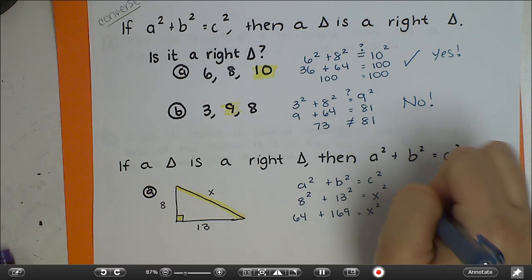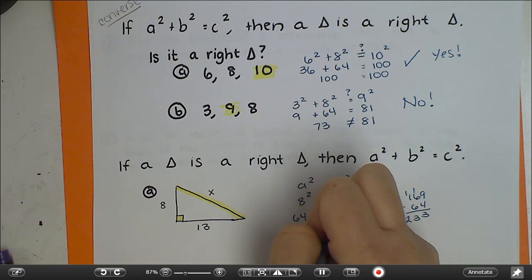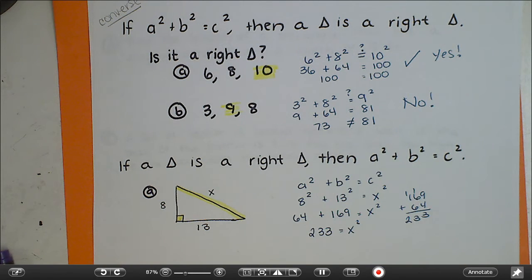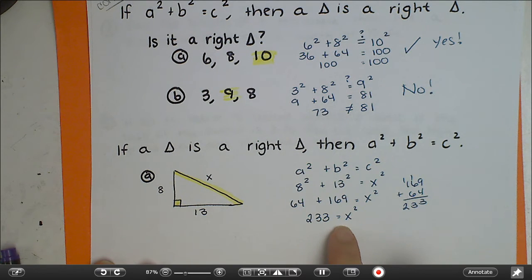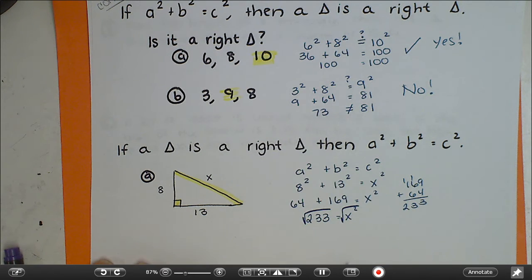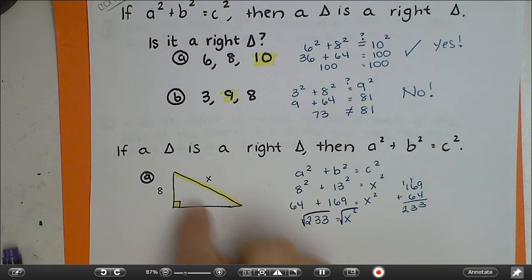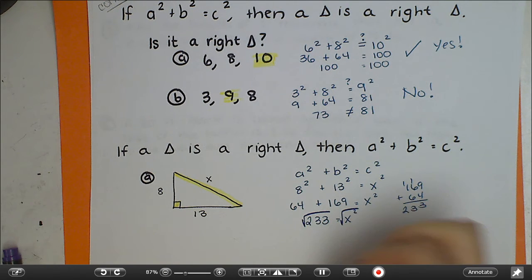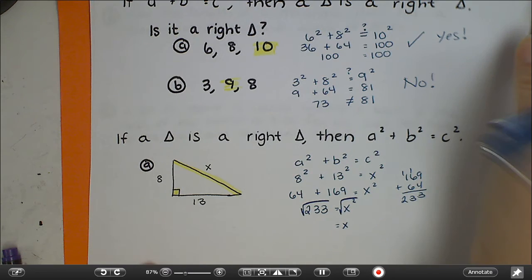169 plus 64 is 233. That equals x squared. And how do you find x when it's squared? You take the square root of both sides. Remember to keep it balanced. Now, when you take the square root of an integer or a whole number, then the answer is really positive and negative of that. But since we're talking about distances, we need to only look at the positive answers. X equals, you could easily type into your calculator the square root of 233 and it will give you the answer.